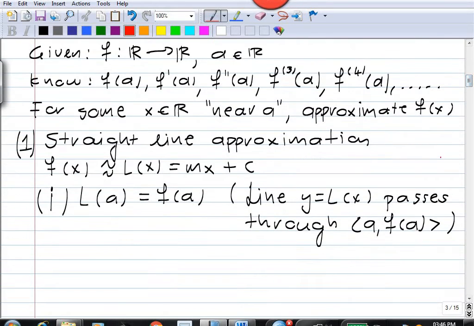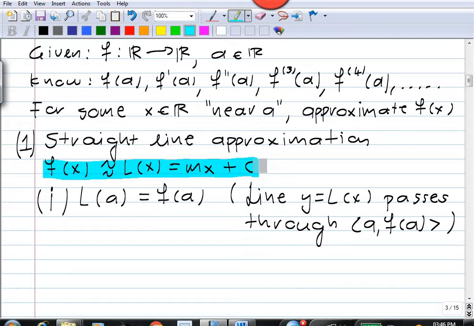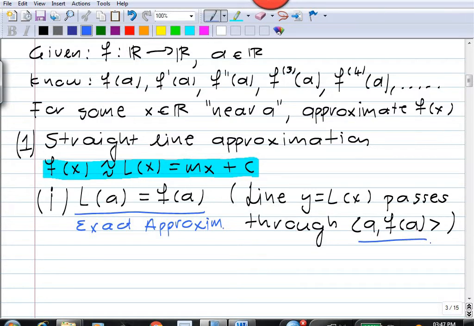So, back to our problem. Well, let's start with the simplest possibility. We try to approximate our function f using a straight line. That's the simplest non-constant function we have. Now, it seems reasonable to assume that at a our approximation is exact. In other words, L of a is equal to f of a. So the approximation is exact. Geometrically, that means that the line y equals L of x passes through the point a, f of a.